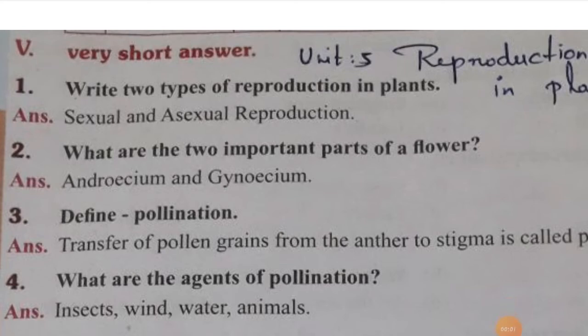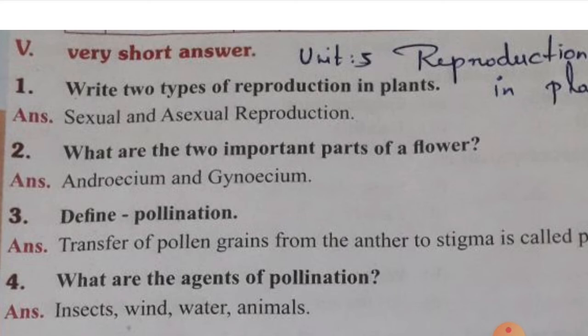Okay, children, see the Roman letter 5. Answer very briefly, very short answers. First one, write 2 types of reproduction in plants. One is sexual and another one is asexual reproduction. Is this clear to you, children? Yes. What are the 2 types of reproduction in plants? One is sexual reproduction, another one is asexual reproduction.